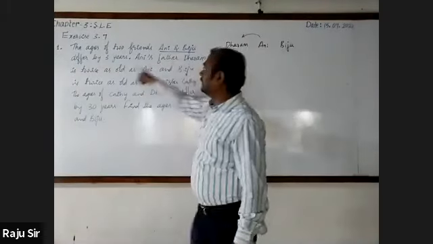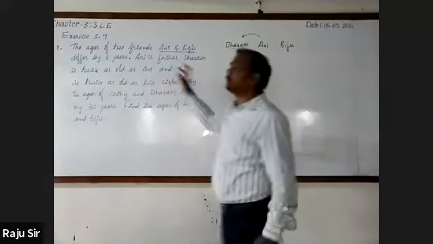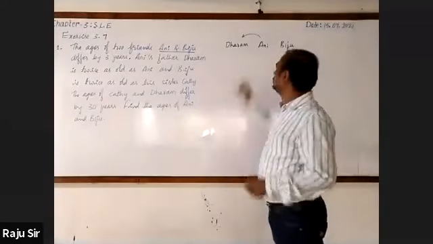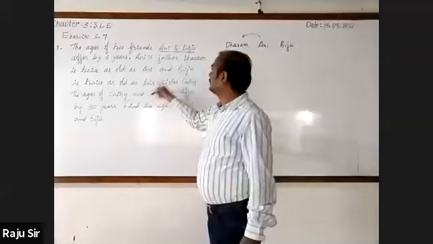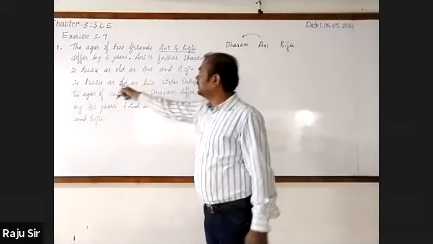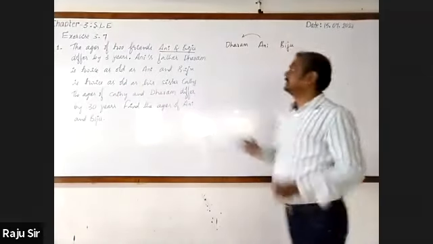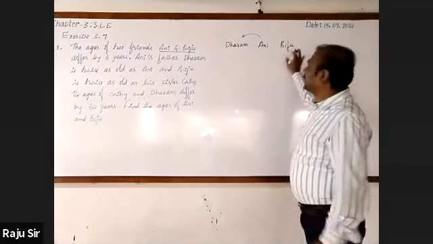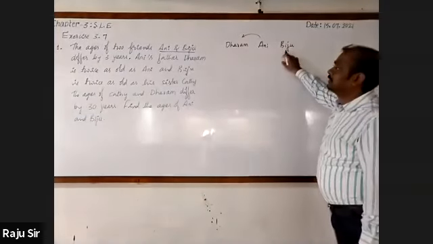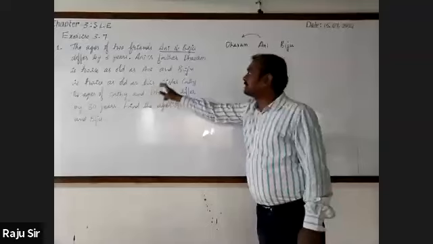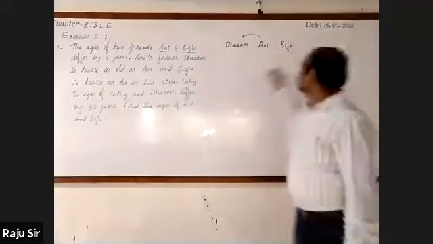Ani's father Dharam is twice as old as Ani. Next, and Biju is twice as old as his sister Kathy.